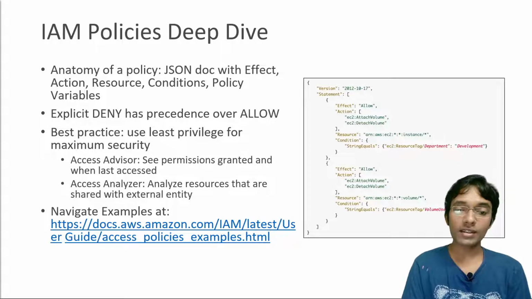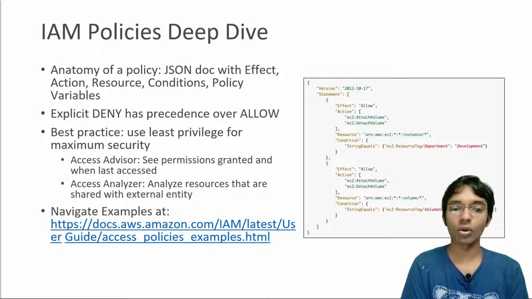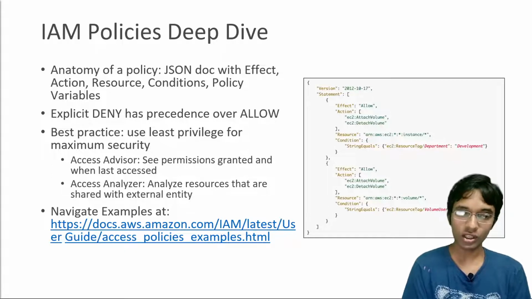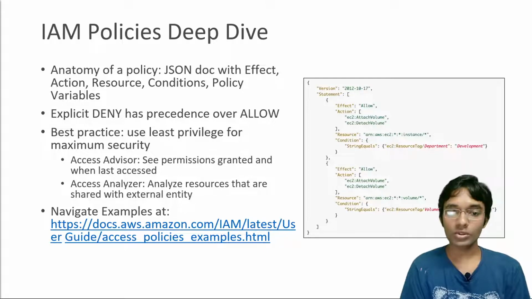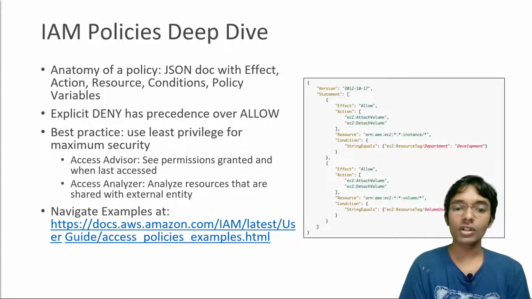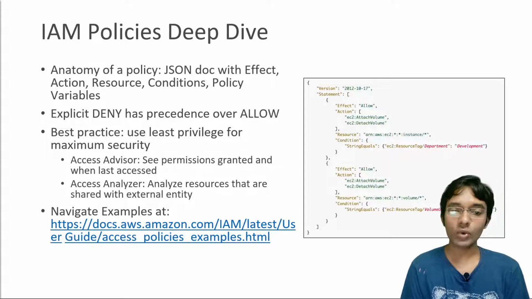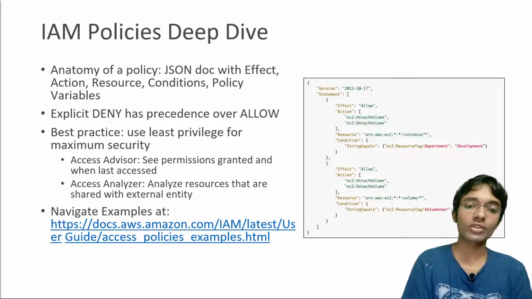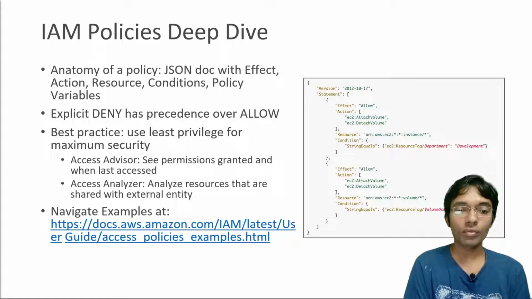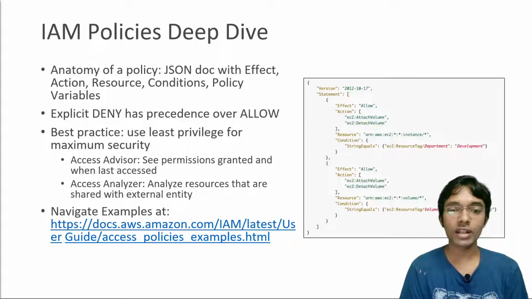The best practice, which we know already, is to use least privilege for maximum security. That means you need to make sure that IAM policies are allowed just to do what they need to be doing and not more. One tool we can use for this is IAM Access Advisor, where you can see all the permissions you have granted to an IAM policy and when each of these permissions was last used. So in case you have a permission that was not used for a year, maybe it's worth removing it from the IAM policy to ensure there is less privilege.